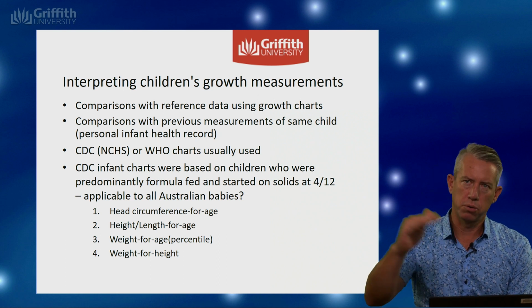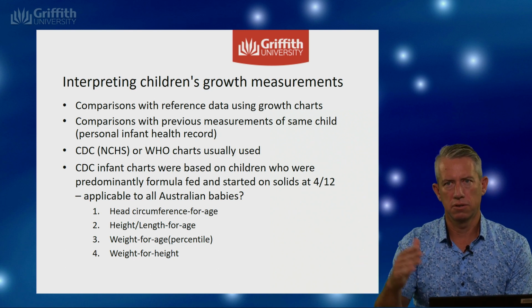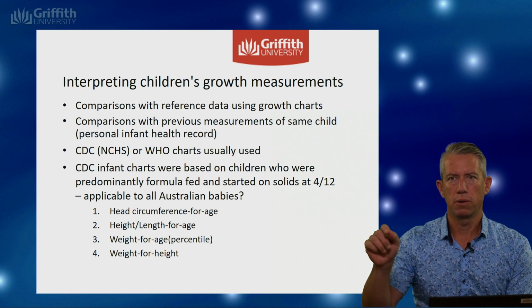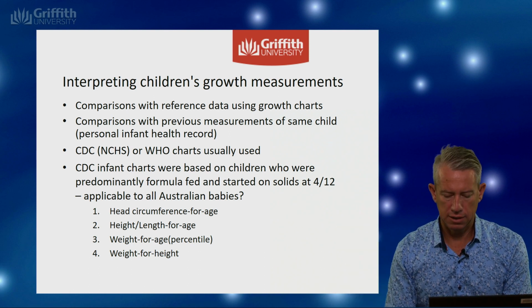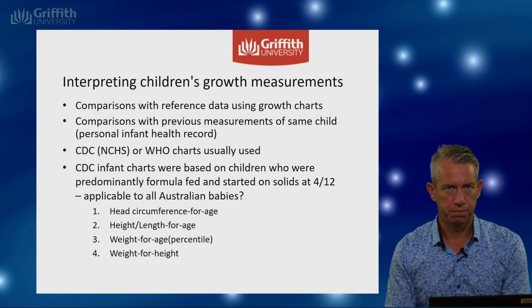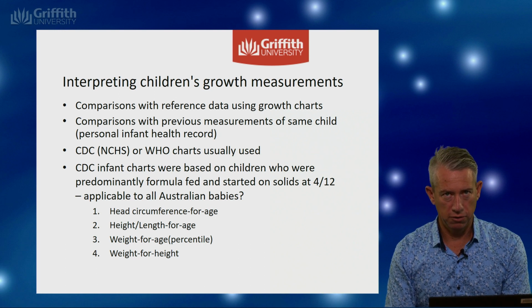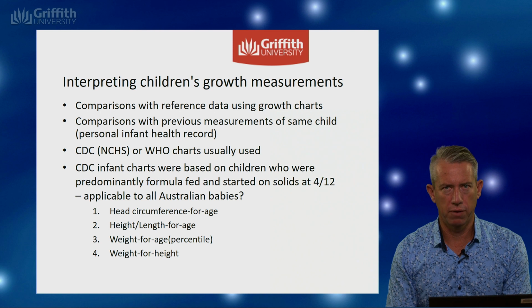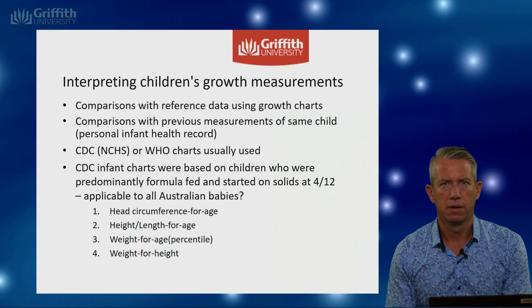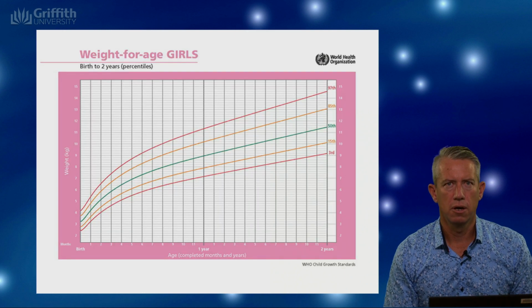So they're often plotted on a growth chart, which is a comparison to population norms, but with the individual being tracked within that reference population. Now we have different reference populations. The Centre for Disease Control or the World Health Organization charts are the two most prevalently used growth charts. It's important to note that the CDC ones were based on predominantly formula-fed babies starting solids at about 2 months of age, and how applicable that is to what we normally see in Australia is up for question.